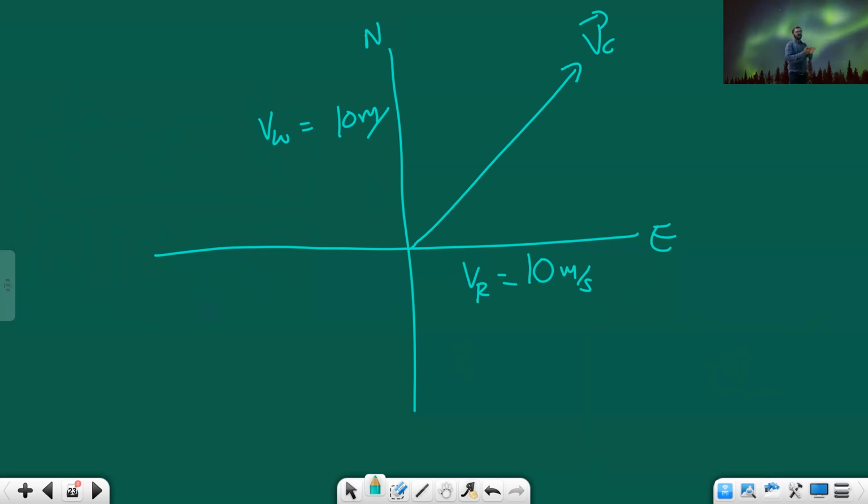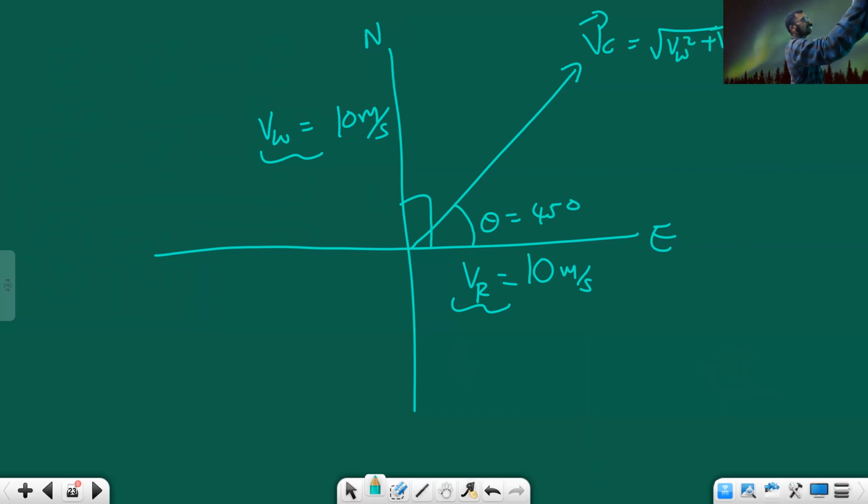We know that in the parallelogram law of vector addition, when these two are equal values, the resultant will be exactly on the bisector. Theta is 45, so theta is 45 here and it is in this direction. We know when they are perpendicular to each other, we write V relative squared.